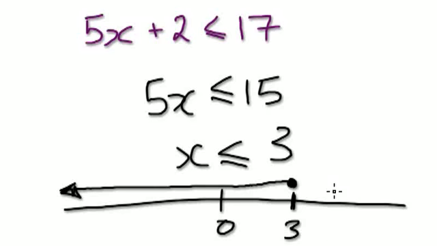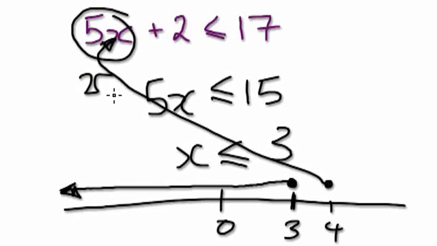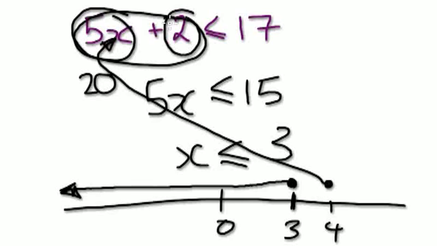You see, if you select 4 and put 4 into this thing here, this whole thing will be 20, and then you add 2, and that will give you 22. Then you're saying 22 here is less than 17, which is not true.